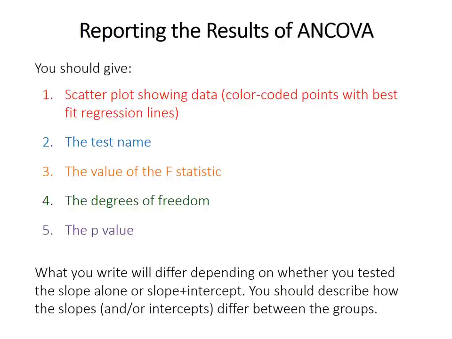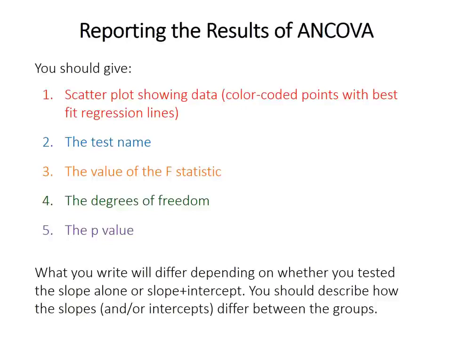So ANCOVA is sort of like an extended version of ANOVA. They're all types of general linear models, so you'll end up with an F statistic. To report your results, you would often want to give a scatter plot with the data. It helps to have color-coded points or different symbols for points, and then you can have different regression lines with different colors or symbols for the groups to indicate how their slopes and intercepts may differ.